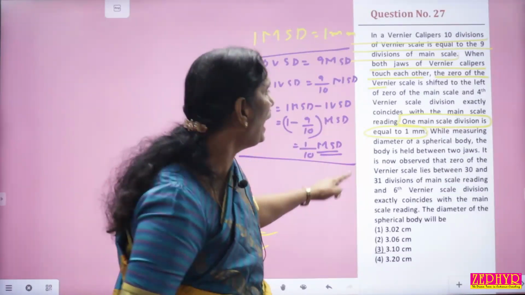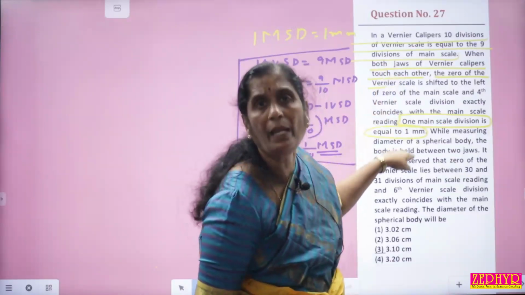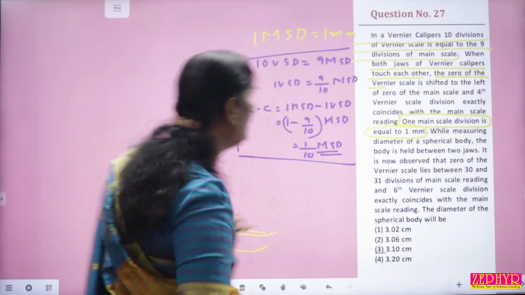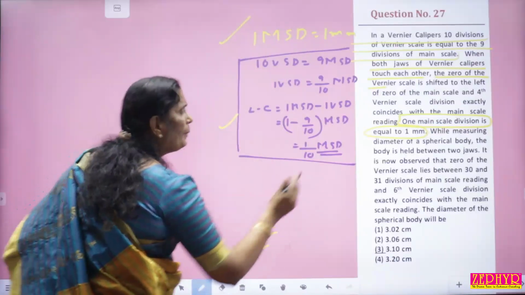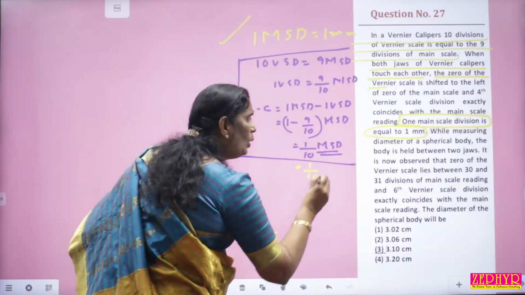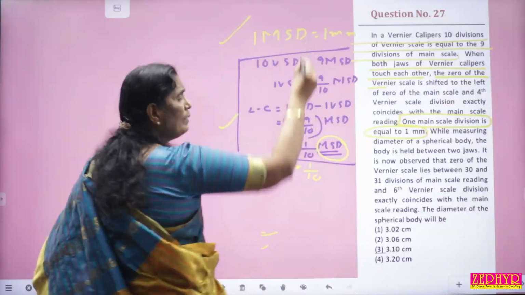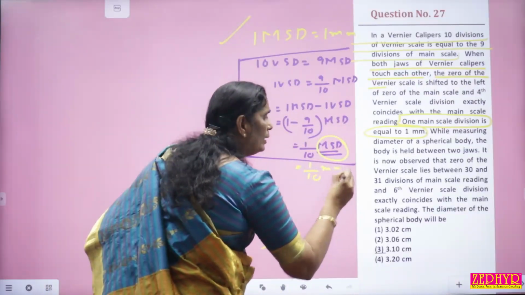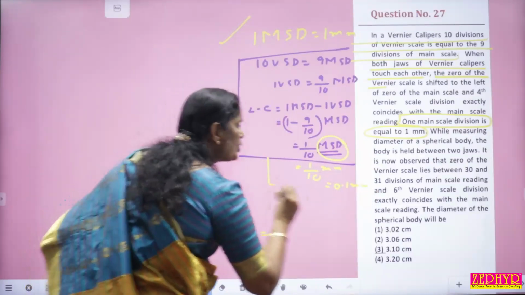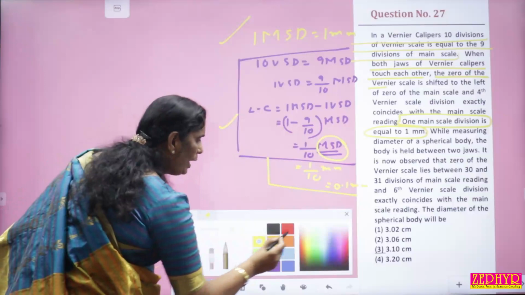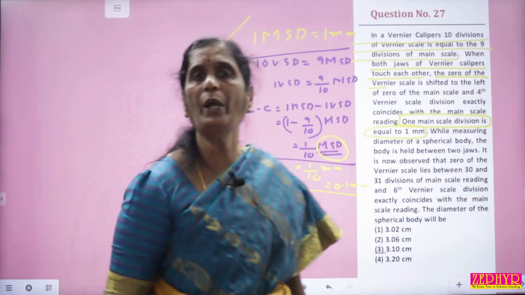Actually they are supposed to tell this in the beginning, but they told it in the middle. It doesn't matter. 1 MSD is the first step. The next step is 1 by 10 into the MSD value. What is the MSD value? Millimeter. So that will be equal to 0.1 millimeter. So we got the value of the least count. Now we have to check the zero error.